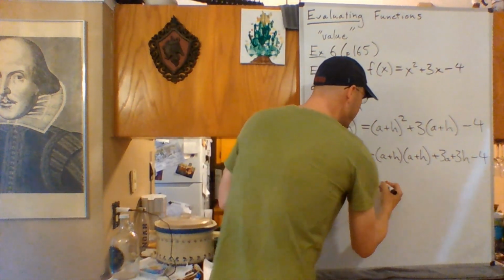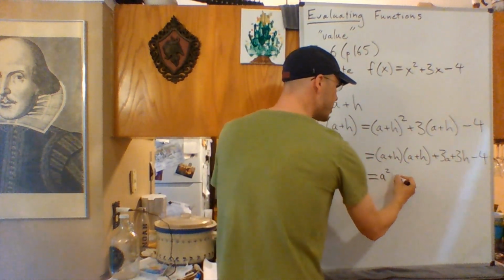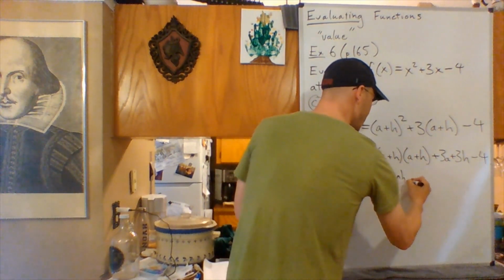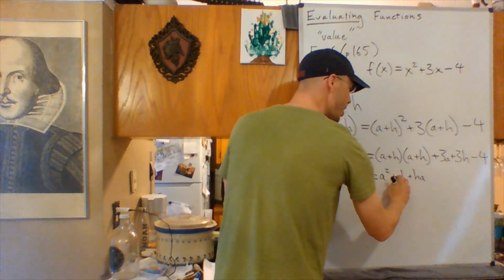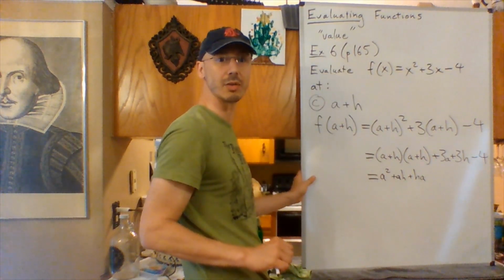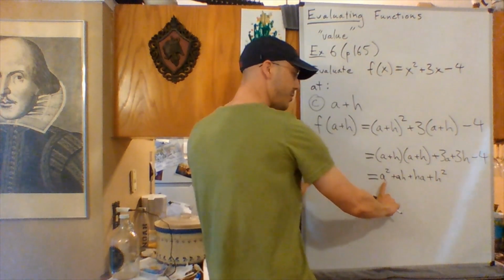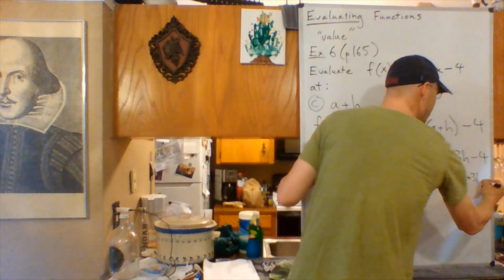I said that. So in the next step, I'll do the FOIL here. So the first, a squared, outers, ah, inners, ha, which is the same thing, ah and ha are equal. So I'm actually going to combine those two like terms in the next step. And then plus h squared for the last. So first, outers, inners, lasts, plus 3a plus 3h minus 4.